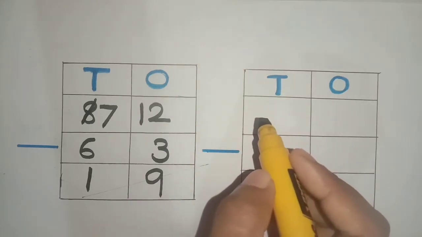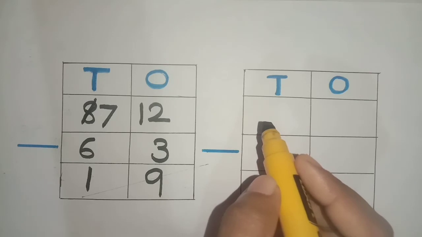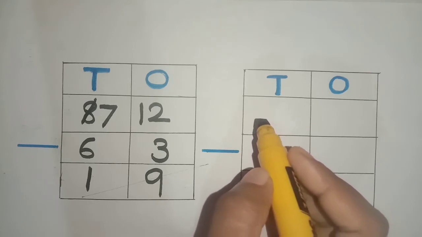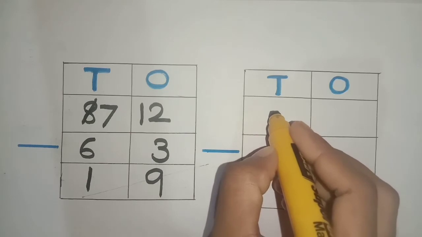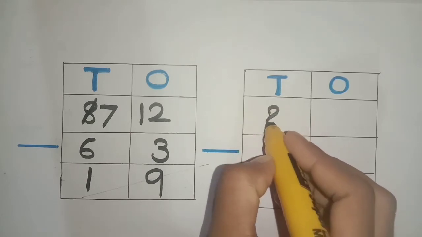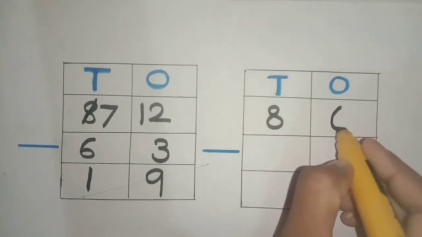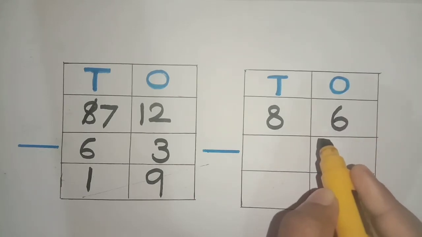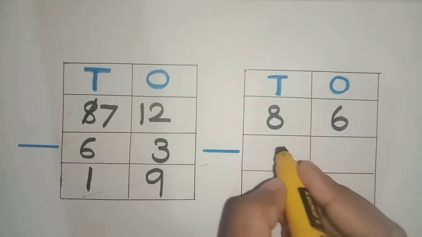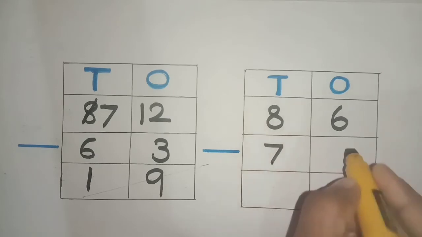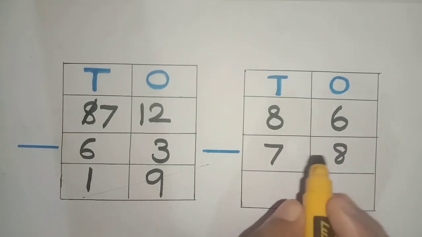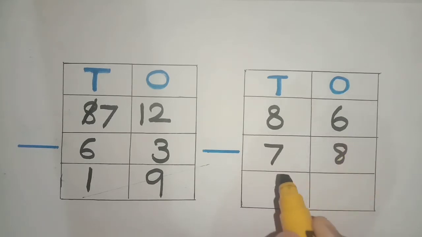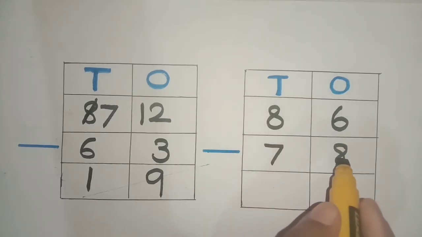Then you can do it more easily. Okay. And listen children carefully. 86. What's the number? 86. And 78. Okay, what's the number? Say once more. 86 minus 78.